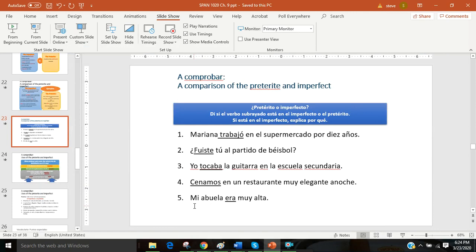Finalmente, mi abuela era muy alta. My grandmother was tall, very tall. This is a description of a person. We're going to use the imperfect. Imperfecto para descripciones de personas, cosas o lugares, people, places, and things.